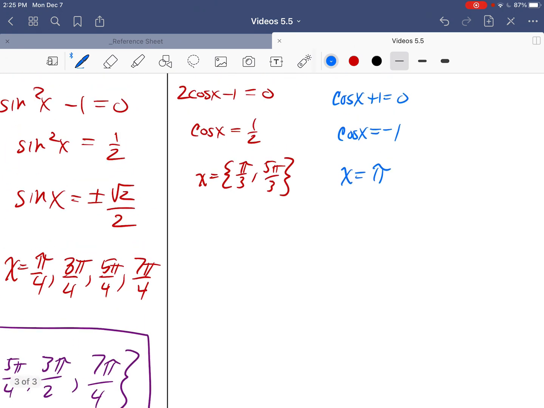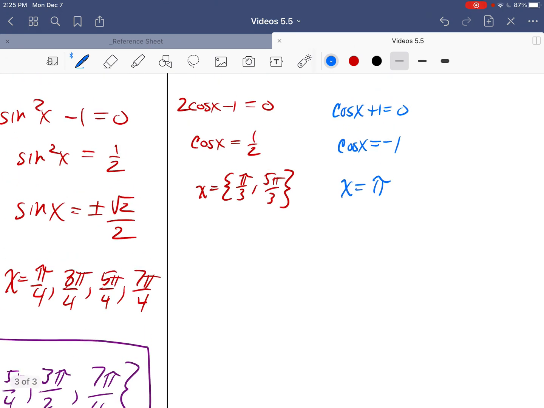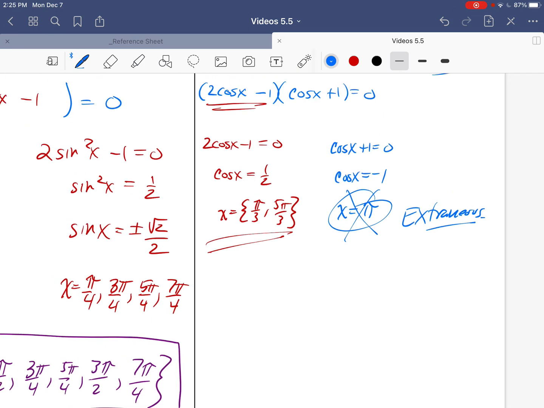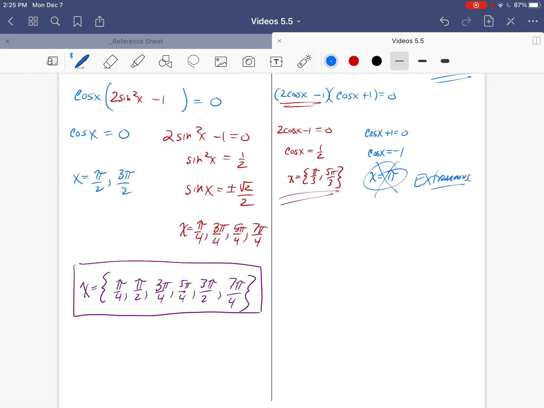And so here's the problem. Not the problem, but these are valid solutions. This one is going to be extraneous. Just remember how to check for extraneous solutions. But in general, what we can do is plug into the original equation. So we started off cosine x equals sine x over 2. Let's plug pi in.